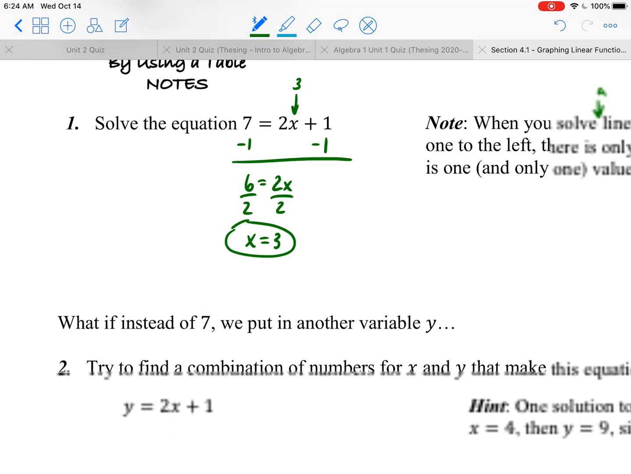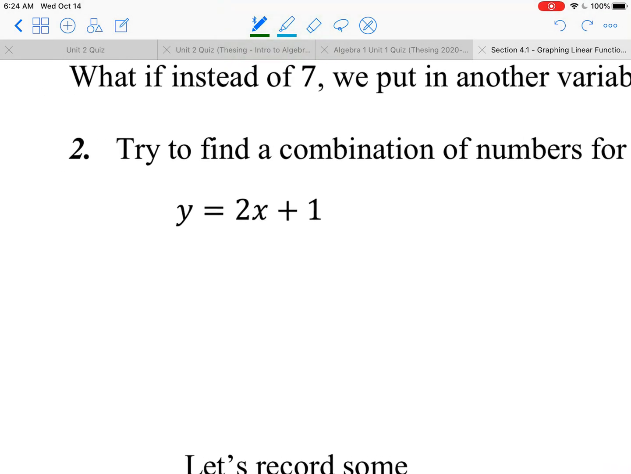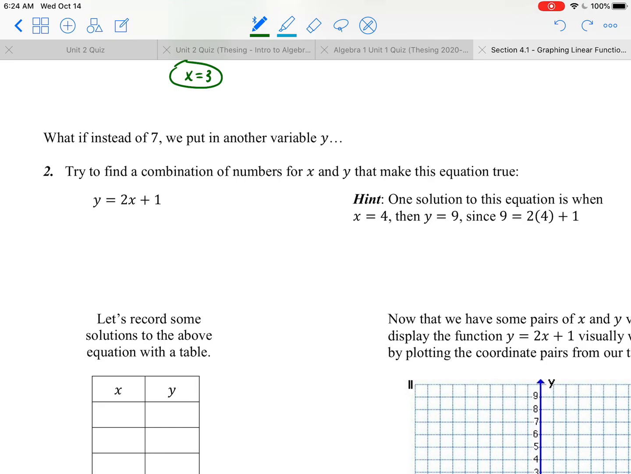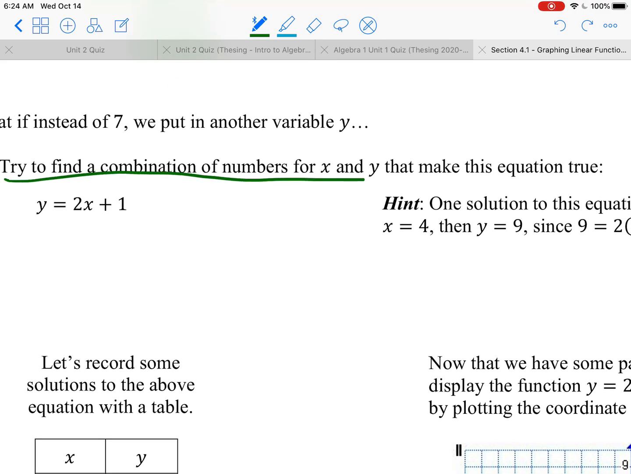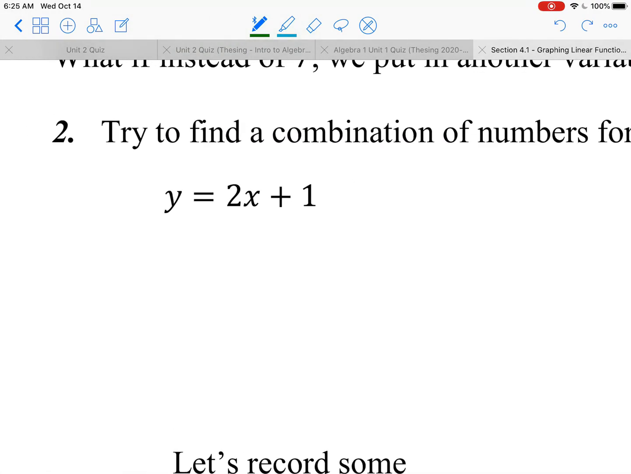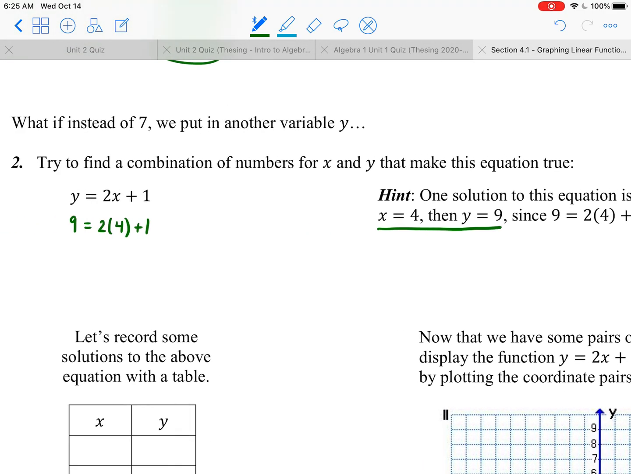But now instead of having a 7 right there, what if we put a y there? So now we're changing that 7 to a y. And now the question is, they want you to try to find a combination of numbers for x and y that makes this equation true. We're trying to find a number that we could plug in for x and a number that we could plug in for y that would make this true. The first one that I thought of was if you make y 9 and you make x 4, then this equation will be true. So if x is 4 and y is 9, then that is true.